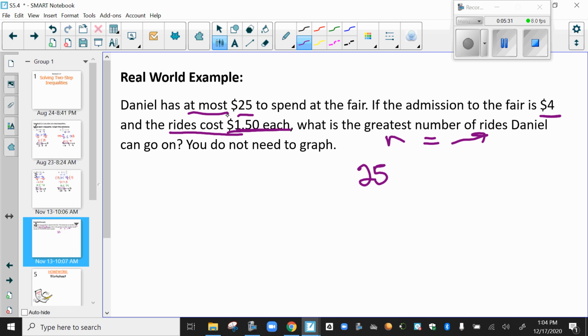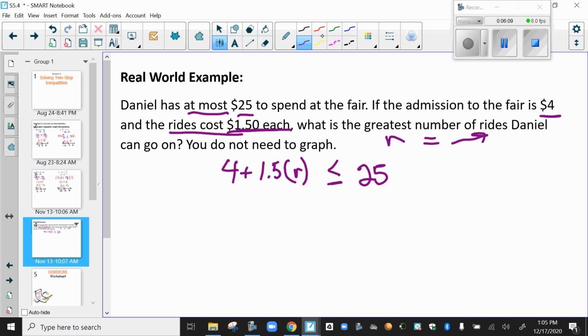At most, if you remember from 3 lessons ago, I think, at most is the same thing as less than or equal to, because it cannot go more. At most, it cannot spend over 25, but you can spend less. So less than or equal to 25. All right. So admission to the fair is $4, and the rides cost $1.50 each. All right. So I'm going to do 4 plus 1.5 for $1.50 times R. And we're going to solve for R.